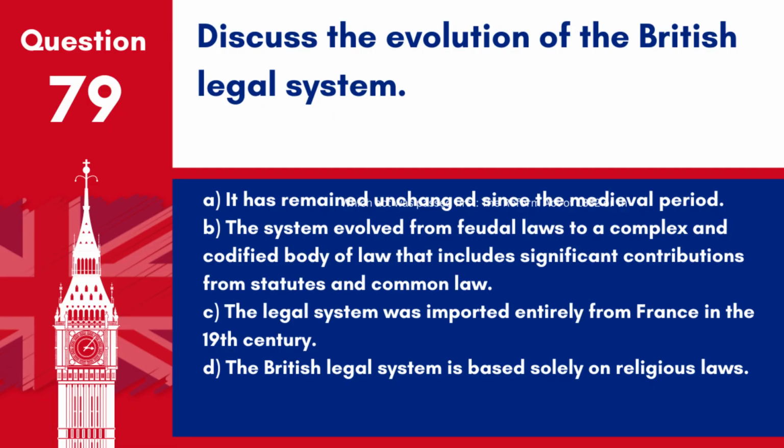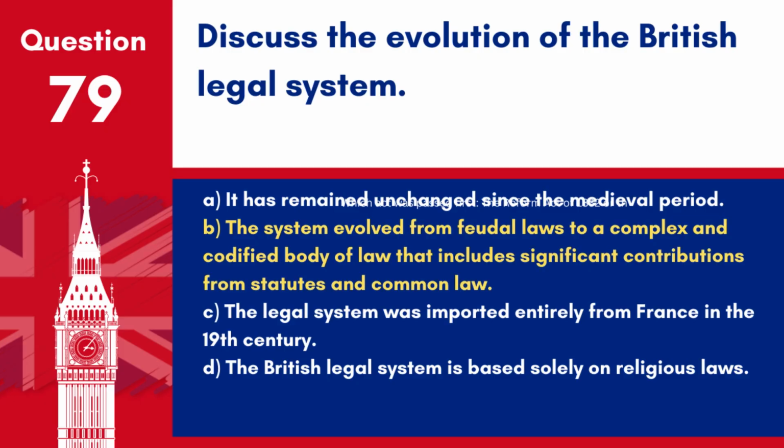Question 79. Discuss the evolution of the British legal system. A. It has remained unchanged since the medieval period. B. The system evolved from feudal laws to a complex and codified body of law that includes significant contributions from statutes and common law. C. The legal system was imported entirely from France in the 19th century. D. The British legal system is based solely on religious laws.